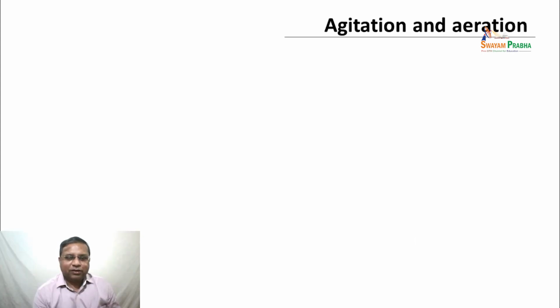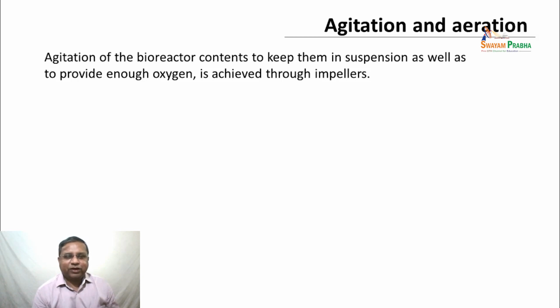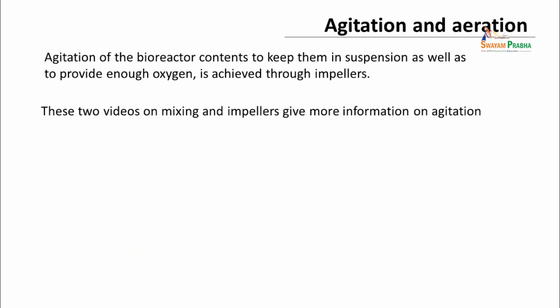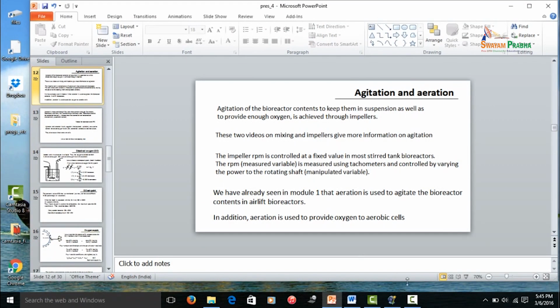Okay. Let us very briefly see agitation and aeration in this lecture, and then we can look at the details in the next lecture. Agitation of the bioreactor contents is needed to keep the contents in suspension, as well as to provide enough oxygen, and which is achieved through the impellers and so on. There are two videos on mixing and impellers which give more information on agitation. Let me point them out to you. You can go and see them yourself.